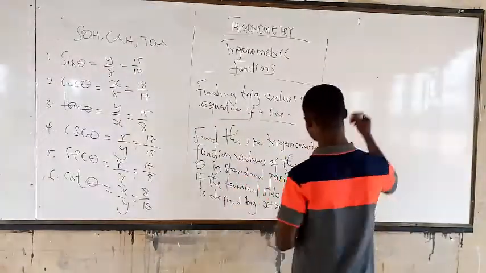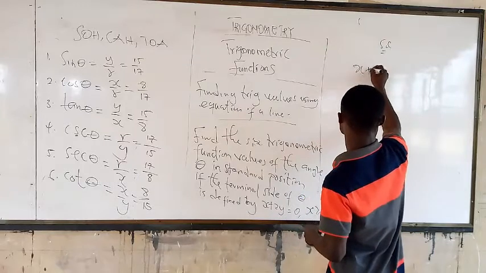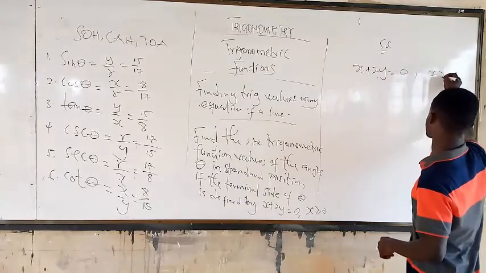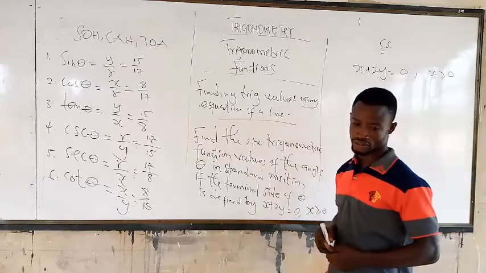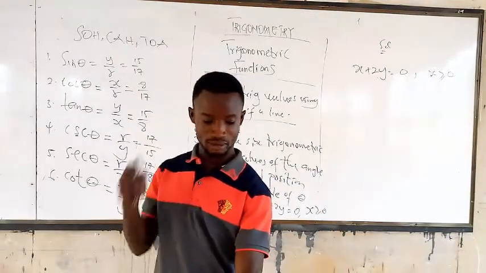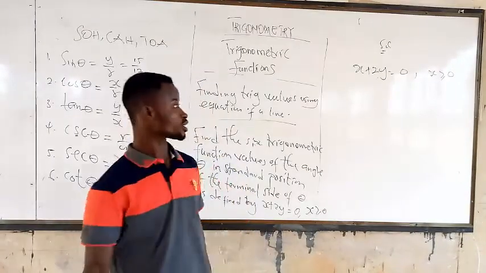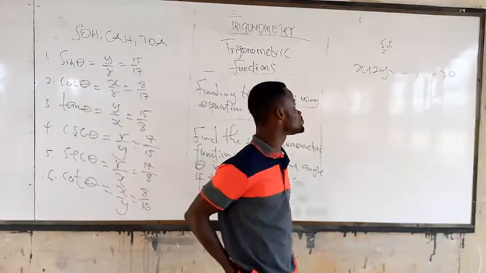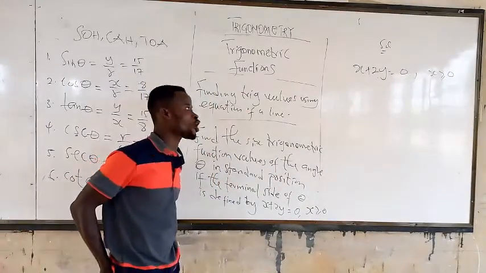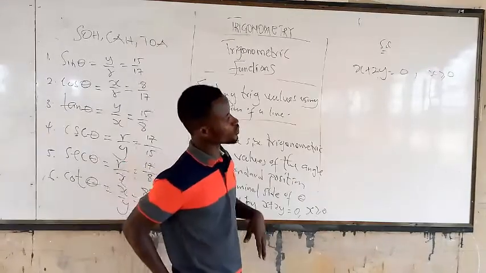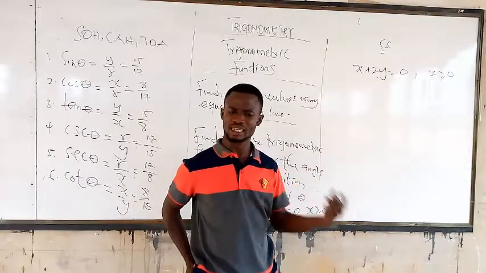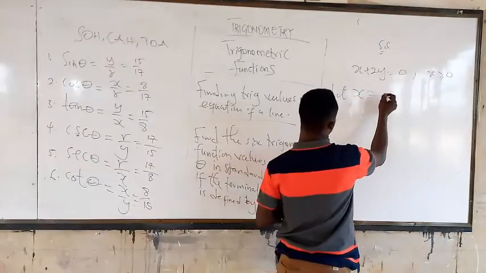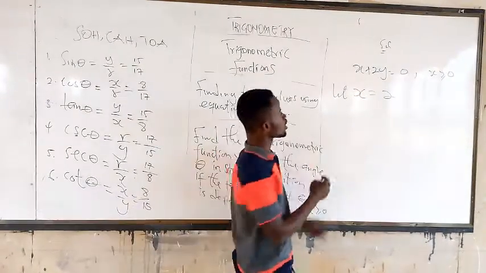So we have the solution. We have been given that x plus 2y is equal to 0, where x is greater than or equal to 0. Now, let's choose any value for x. Because x is greater than or equal to 0, it can be 1, 2, 3, 4. You can choose any of it that you like. But for me, I would like to let x be equal to 2. So if x is equal to 2, let's see what y is going to be.